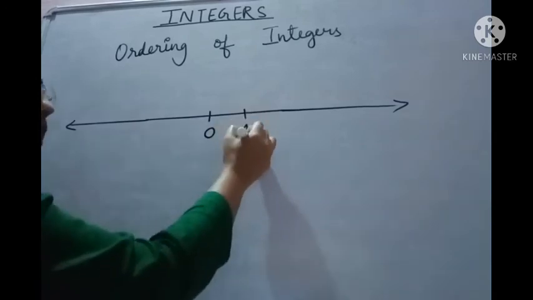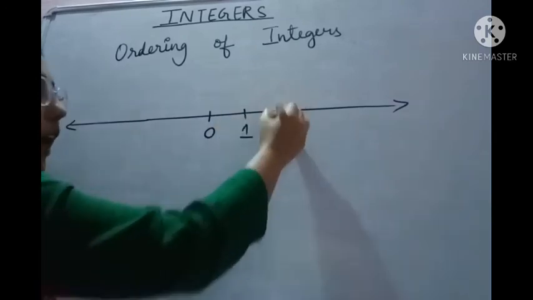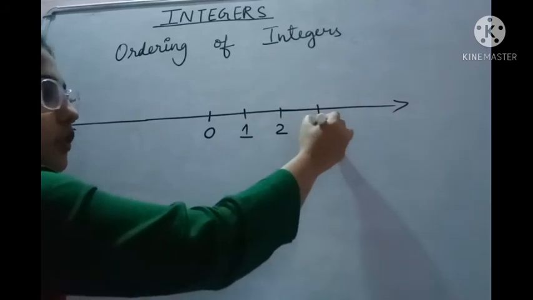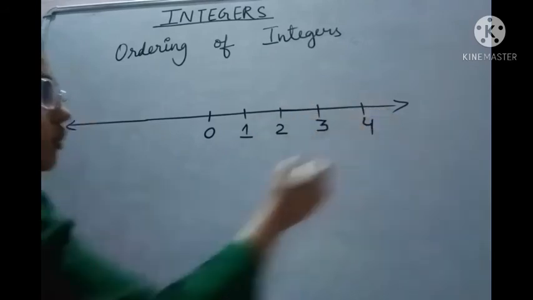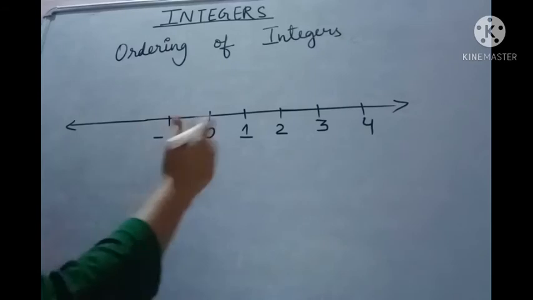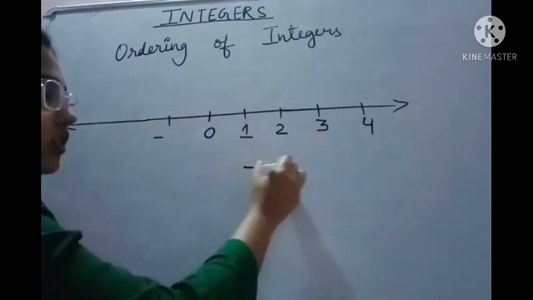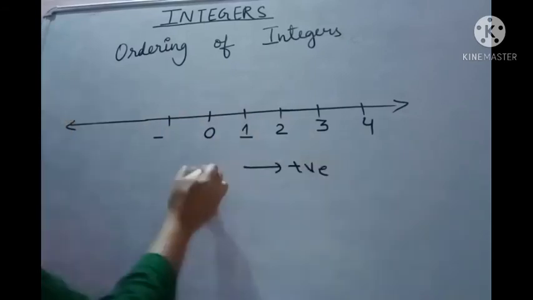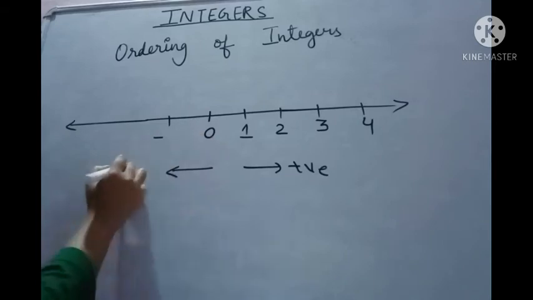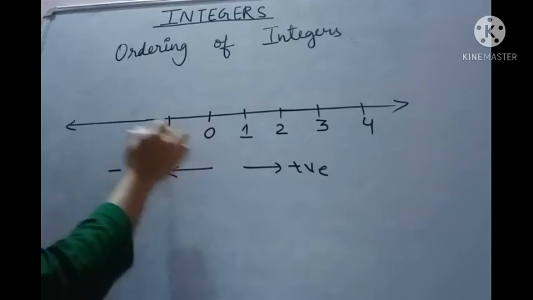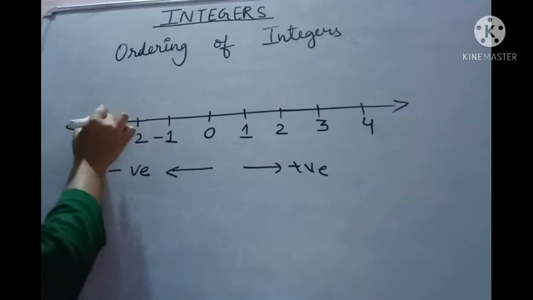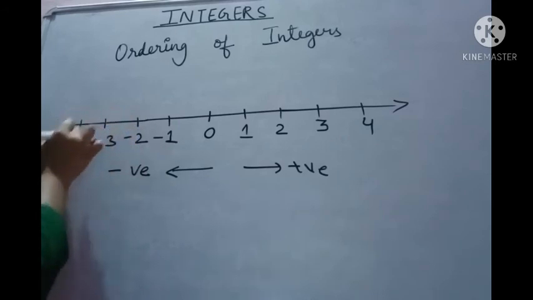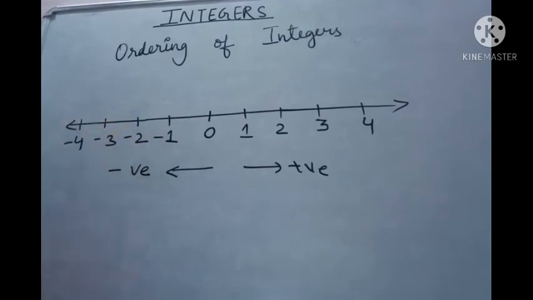To the right of your number line, you have all the positive integers, and to the left of 0 we have negative numbers: -1, -2, -3, -4. And the line is continuous, as you can see.